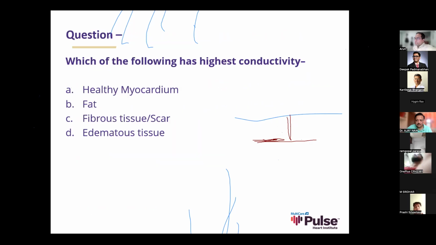Which of the following has highest conductivity? Healthy myocardium, fat, fibrosis, scar, edematous tissue.